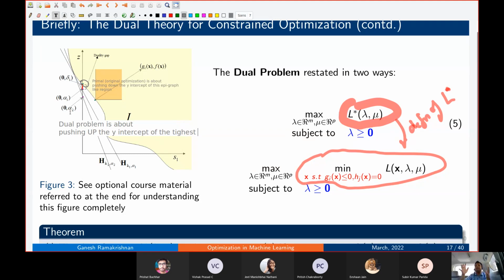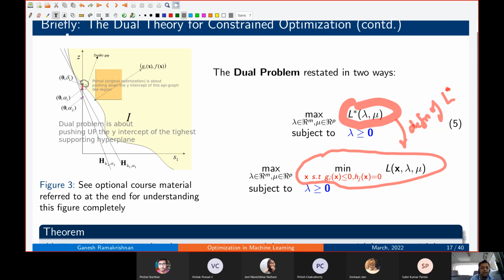We have seen the tightest supporting hyperplane when we defined gradients and subgradients for convex functions. So we are saying that if you consider the tightest supporting hyperplane, then its y-intercept is the dual problem, and you're trying to push it up. So one is about pushing down, the other is about pushing up.